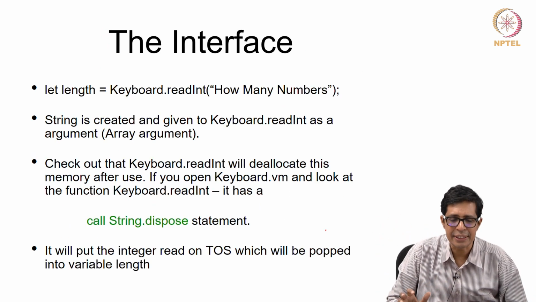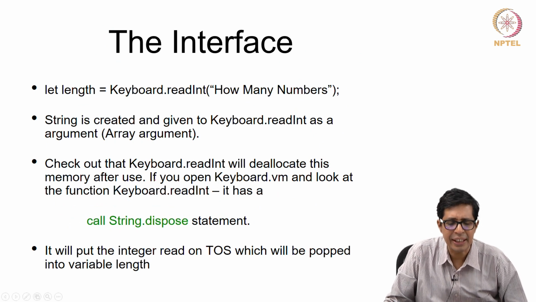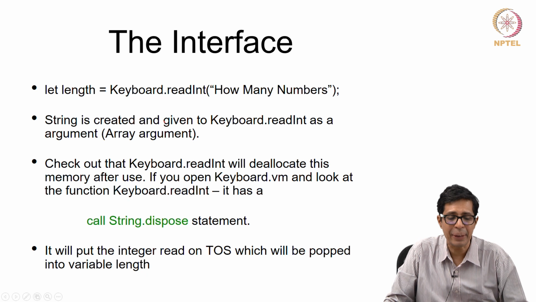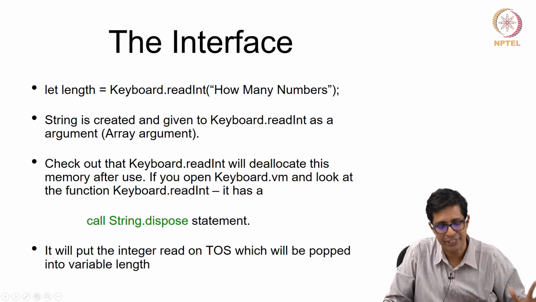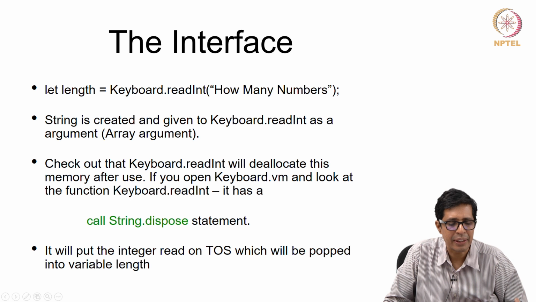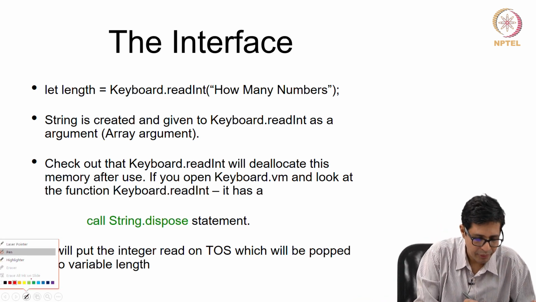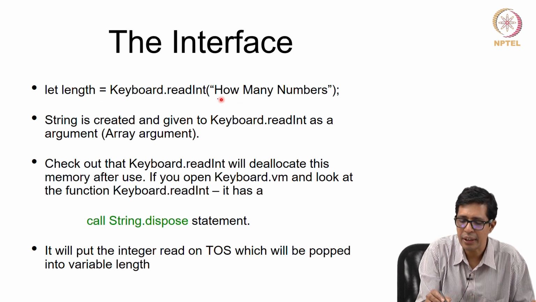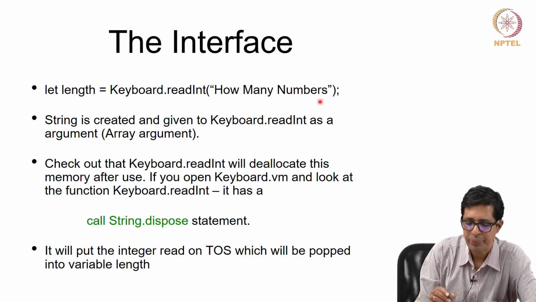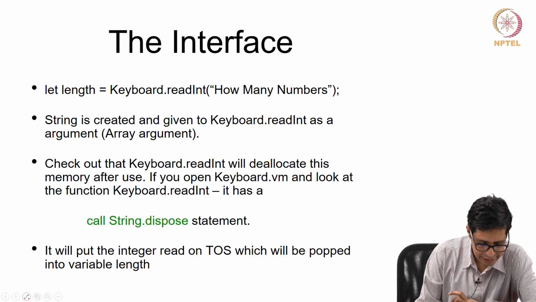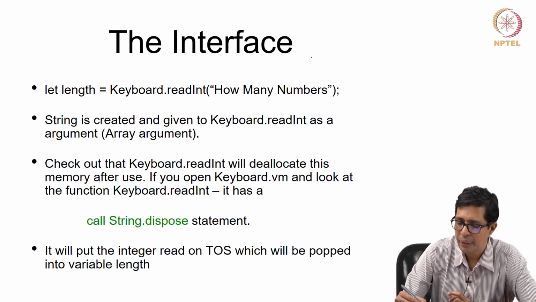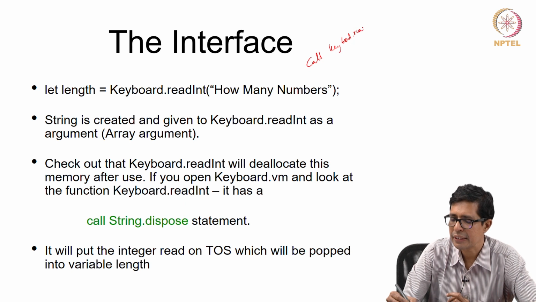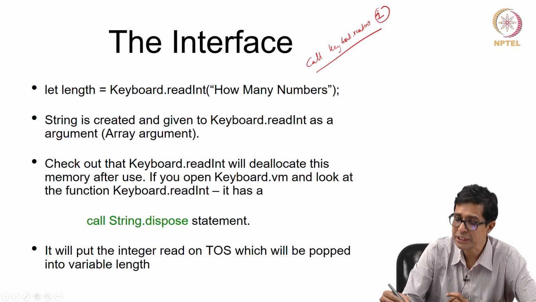Okay. Now, we will go ahead and see something. Before we go into linking, we also need to understand certain things at the compiler stage. For example, let us take this Jack command: let length is equal to keyboard.readInt, how many numbers, right. So, this will basically land us up with a call keyboard.readInt with one parameter. What is this parameter?